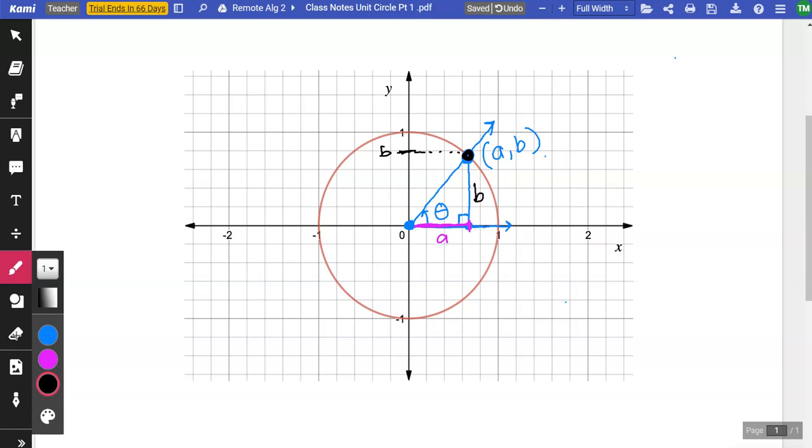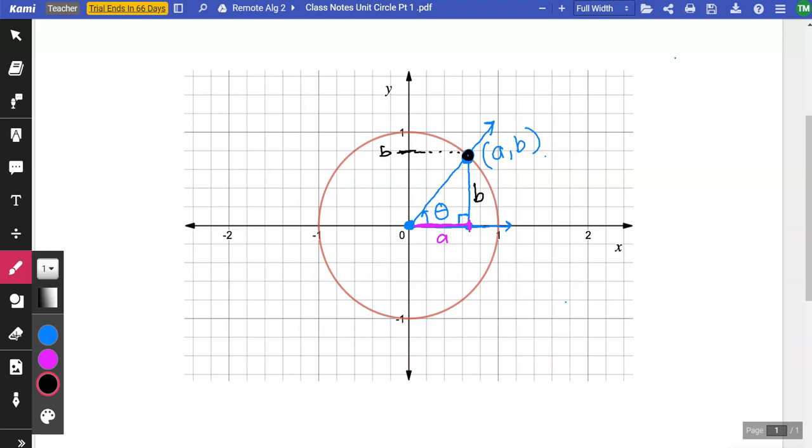So we've got a right triangle. It's got a hypotenuse, it's got side A and B, it's got an angle theta. Now, what else do we know about this triangle? We actually know the length of the hypotenuse, and the reason why we know that is because this is our unit circle. What was the radius of this unit circle? The radius was 1, right?